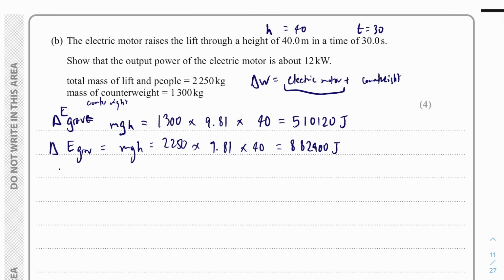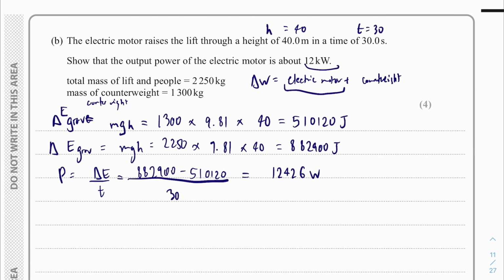And we want to find out the output power. So the power is what? We know power is delta E over t, or work done over time. And work done in this case is the difference between the two, which is 882900 take away 510120, divided by time, which is 30. This gives us 12426 watts, and they want kilowatts, so let's divide by 1000. So power equals 12.426 kilowatts, and we say power because we want to show it's 12, so our answer should be 12 point something. So 12.4 kilowatts. That's our answer.